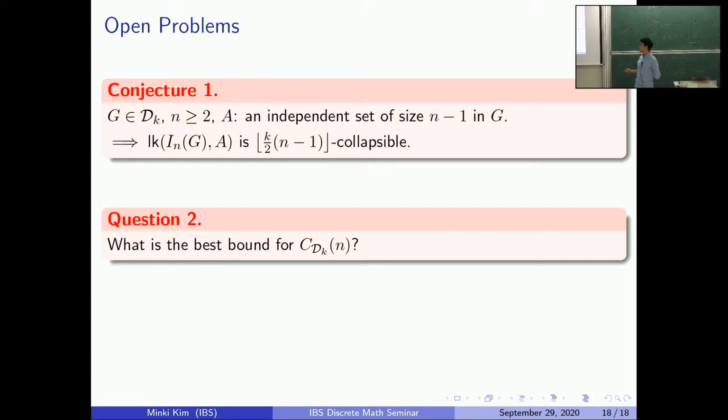And the second question is, what is the best bound for the collapsibility number of this original complex I_n(G) for this class D_k, the graph class of graphs with maximum degree k.